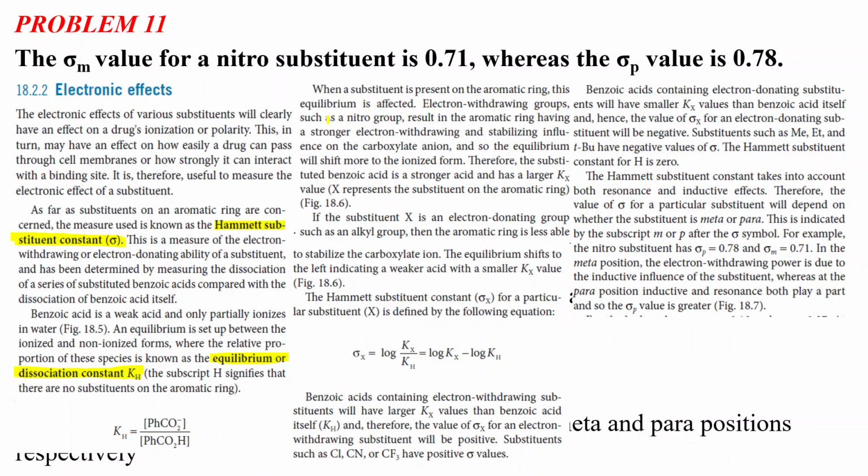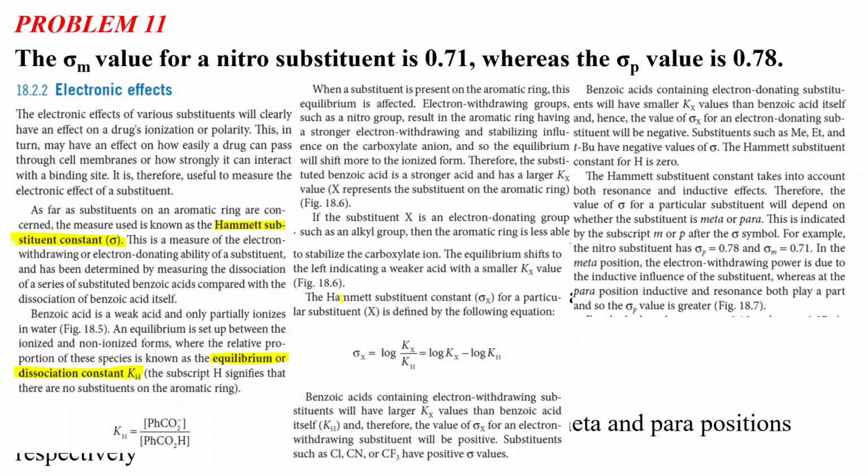An electron withdrawing group, such as a nitro group, results in the aromatic ring having a stronger electron withdrawing and stabilizing influence on the carboxylate ion. And so the equilibrium will shift to the ionized form. Therefore, the substituted benzoic acid is a stronger acid and has a larger KX value. If the substituent X is an electron donating group, like an alkyl group, the aromatic ring is less able to stabilize the carboxylate ion. The equilibrium shifts to the left, indicating a weaker acid and a smaller KX value.